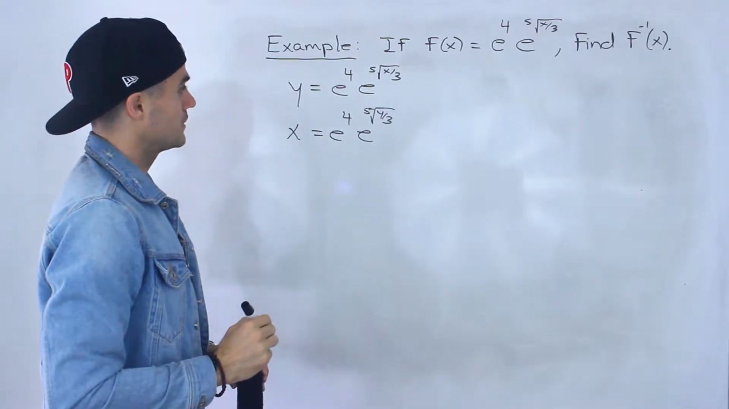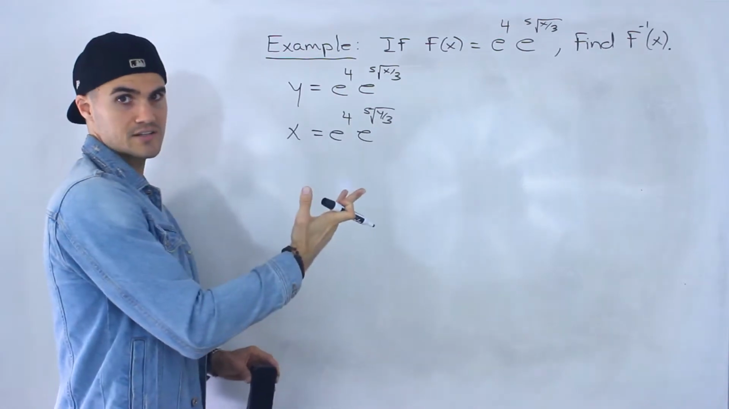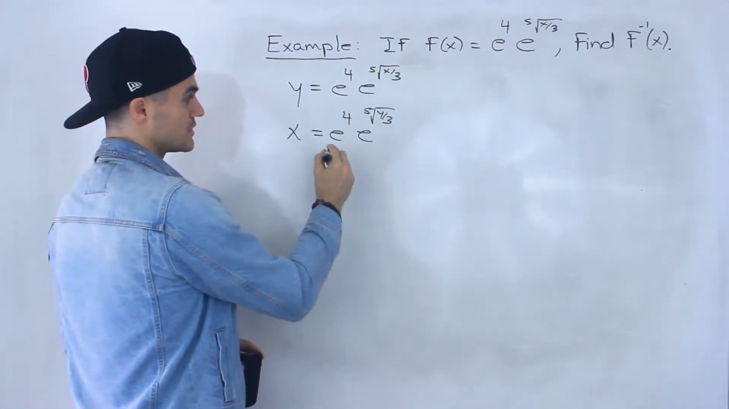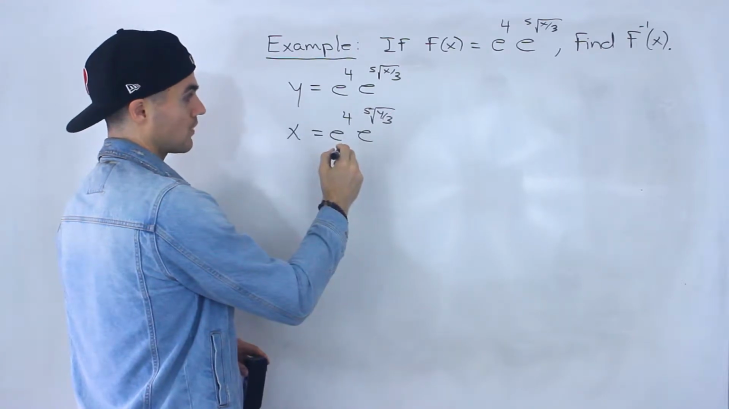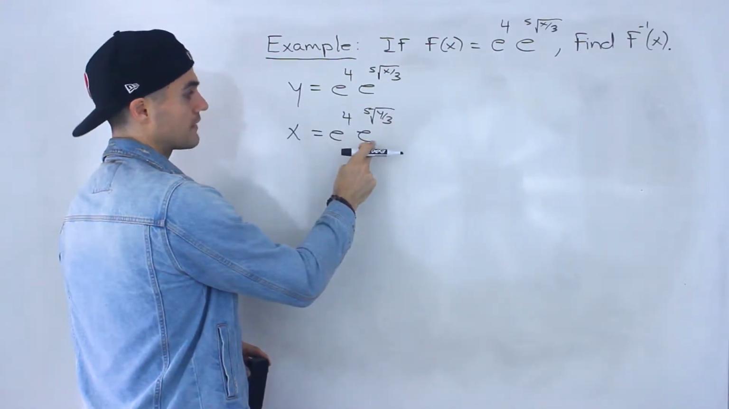So how are we going to do that? Well, notice this e to the power 4 here. This is just a constant. So the first step you can do is divide both sides by e to the power 4. And then we just have this expression left on the right side.